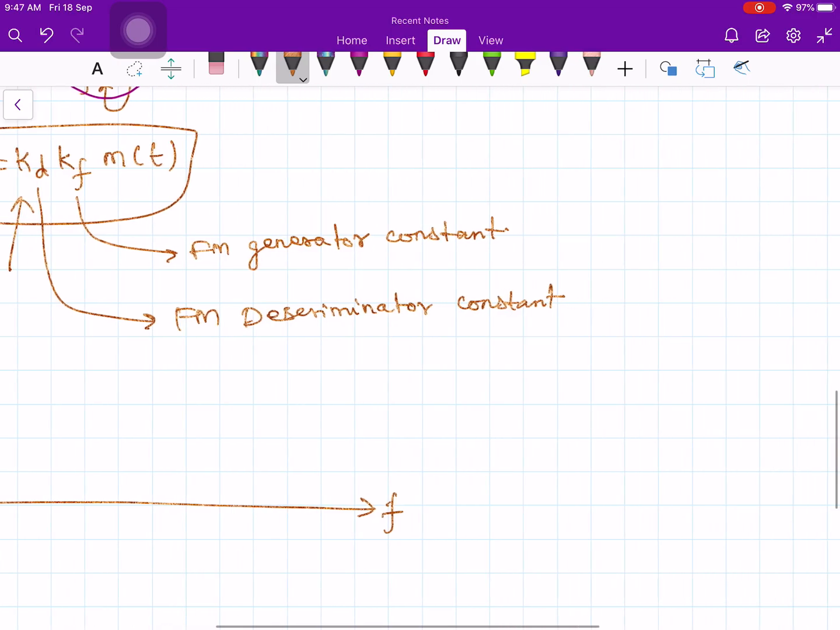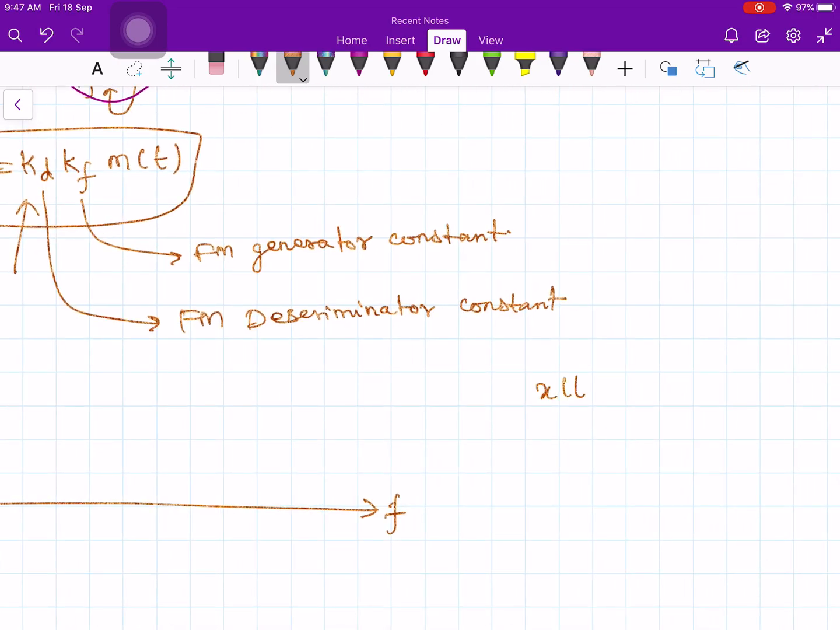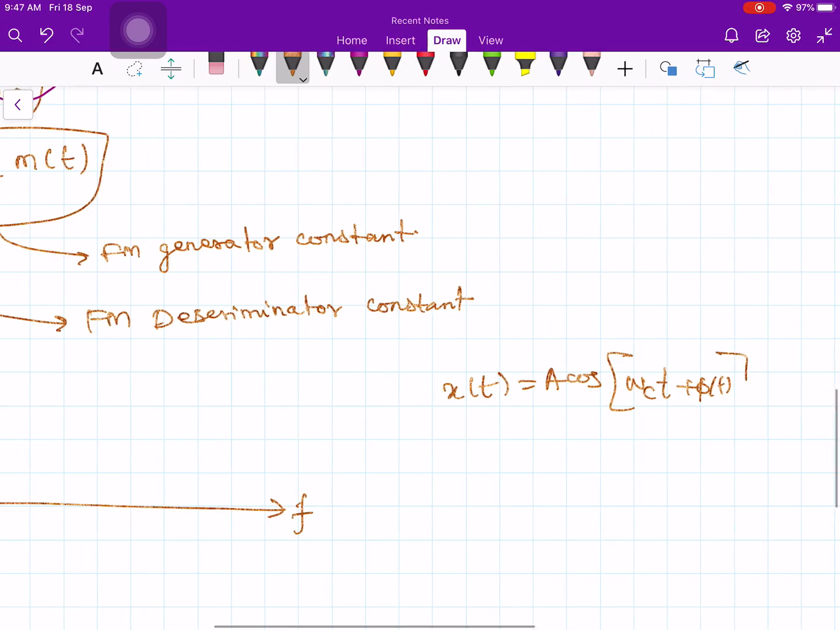If you take your modulated signal, x(t) = A cos(omega_c t + phi(t)), when will the instantaneous frequency be f_c? The whole thing is f_i. Now we are asking the question: under what condition will you get f_i equal to f_c?